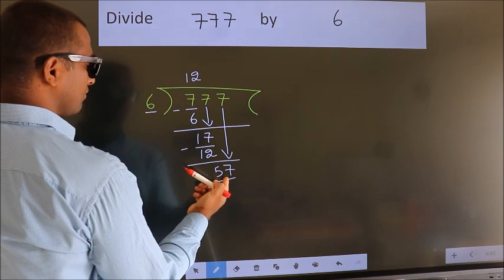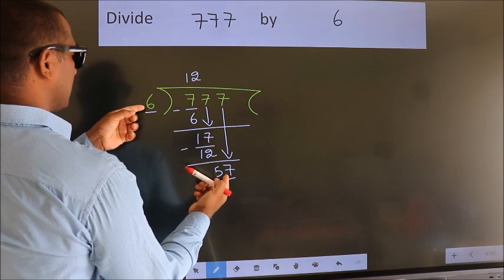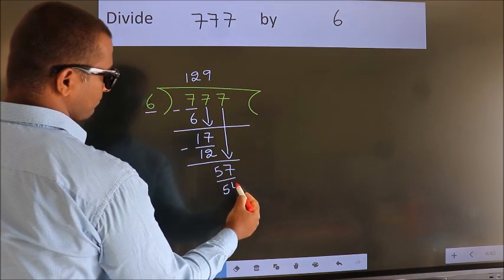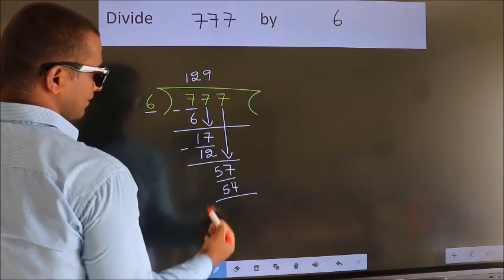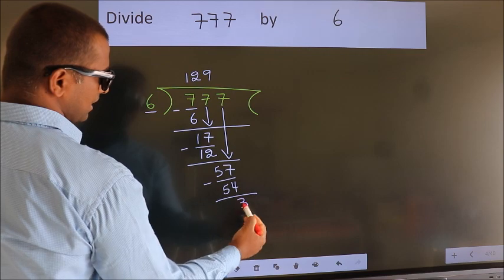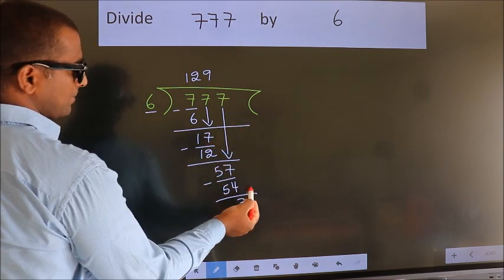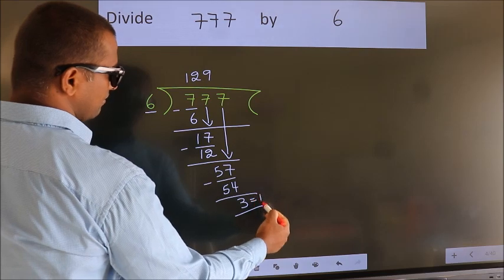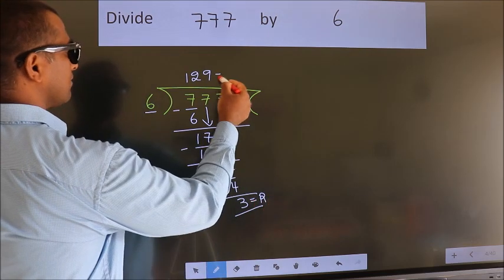A number close to 57 in 6 table is 6 nines 54. Now we subtract, we get 3. No more numbers to bring it down, so we stop here. This is our remainder, this is our quotient.